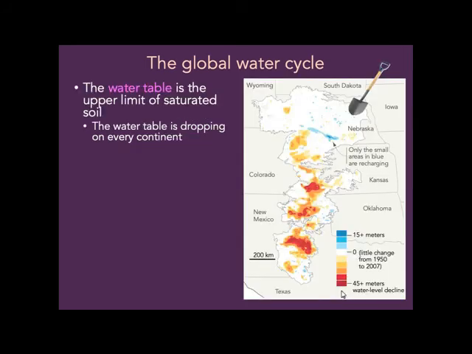So this is a picture of the global water table, okay? The water table is the upper limit of saturated soil. If you think about what the water table is, think about if you were to dig, how long would it take you to get to water, okay? We can see here that, well, this isn't a picture of every continent, but I'll tell you the water table is dropping on every continent.